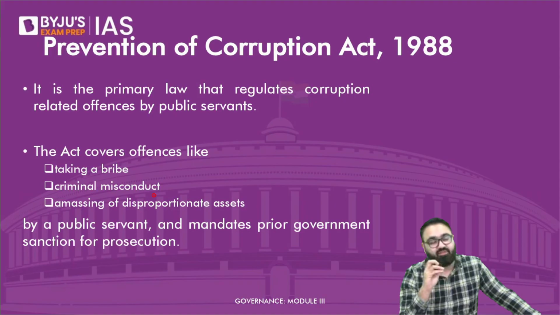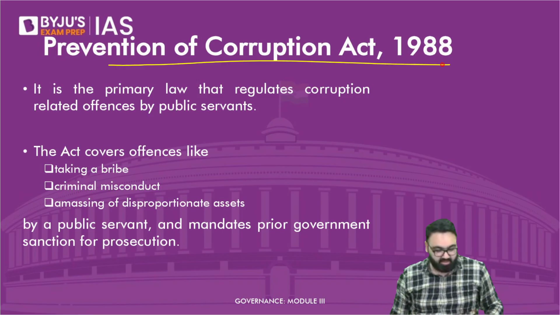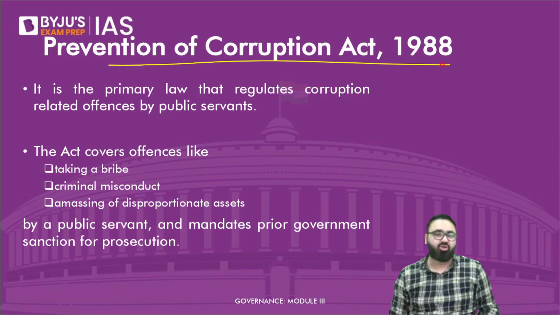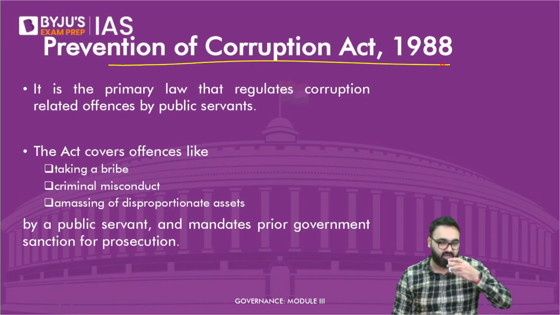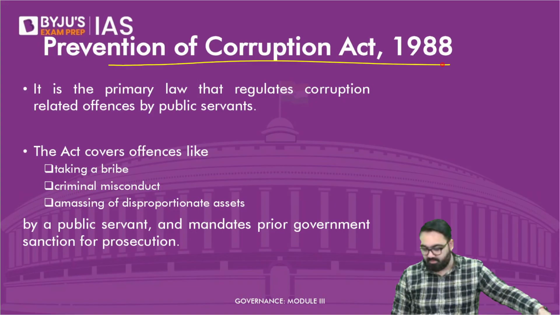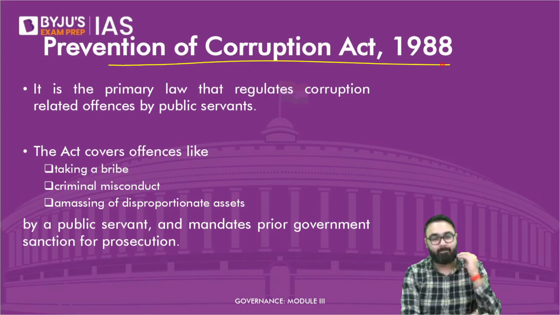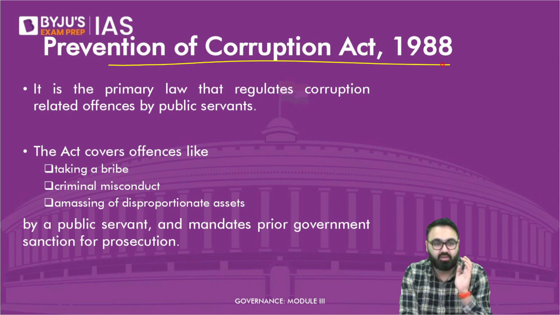The topic that we want to start is PCA, Prevention of Corruption Act of 1988. Now, what exactly is this law? How does it work? What are the important provisions of the law? This is what you have to understand. Basically, this is the primary law of India to fight against corruption cases.